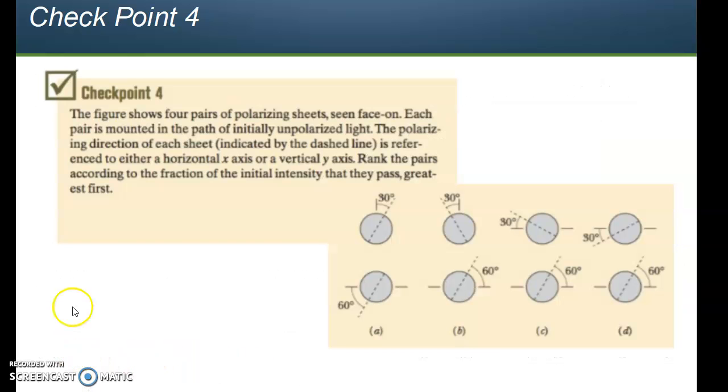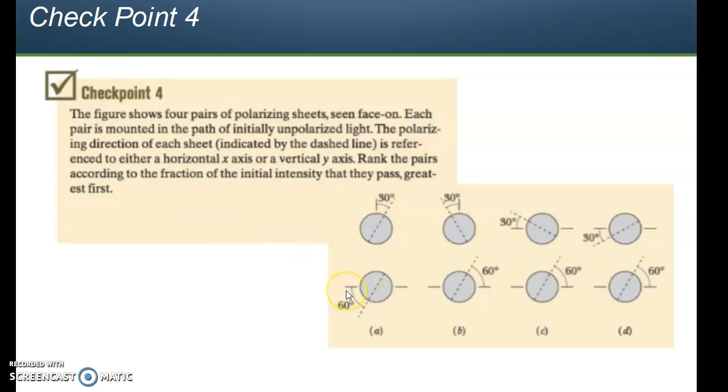Now, just to see about your understanding of this, this figure shows four pairs of polarizing sheets seen face on. Each pair is mounted in the path of an initially unpolarized light. The polarized direction of each sheet is indicated by these dashed lines, right? And it's referenced to either a horizontal axis or a vertical x-axis. Rank the pairs according to the fraction of the initial intensity that they pass, greatest first. Okay? I'll let you think about that for just a moment or two.